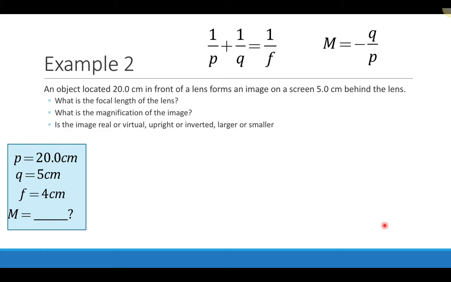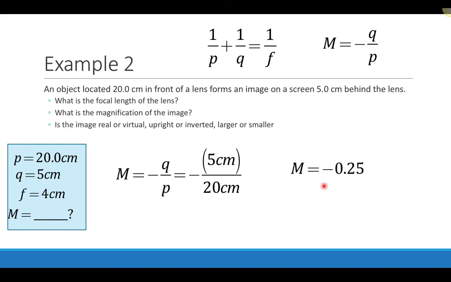I also want to determine the magnification, and I know the magnification is just negative the image distance over the object distance. So if I plug in my image distance of 5 and my object distance of 20, with an overall minus sign in front, I end up getting a magnification of negative 0.25. The fact that I got 0.25 here and 0.25 in the last case was just a fluke of the numbers that I used.